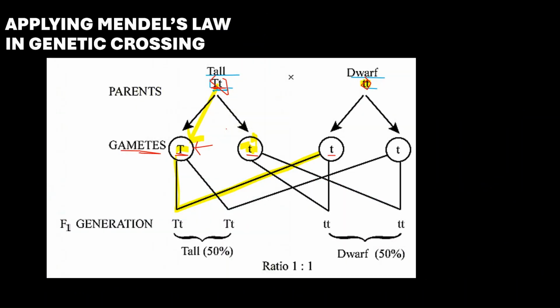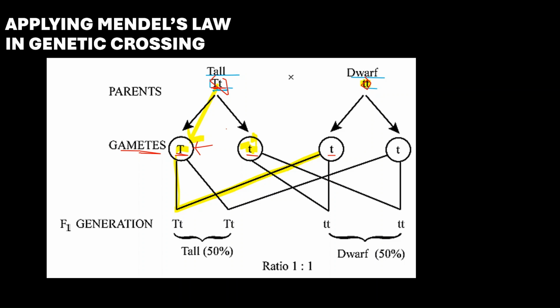Now let's look at it in real life. So in real life, when applying Mendel's laws, this is what we have here. We have two parents. One is tall and one is dwarf. So we have the following parents here.